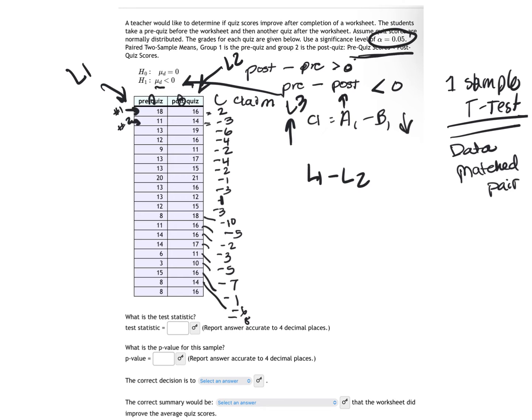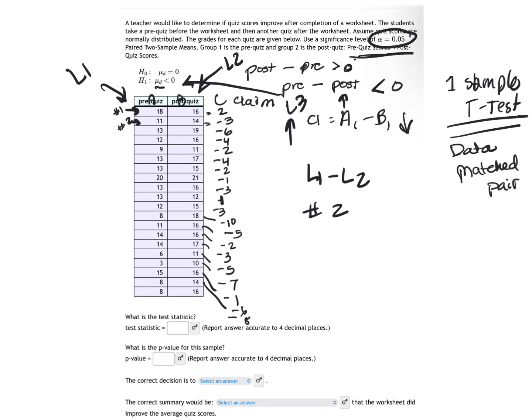Six, 11, 3, 10, 15 goes with 16, 8 goes with 14. And 8 goes with 16. All right, so now I go to the very top of L3, hit enter, and then I just type L1 minus L2, and this generates my whole list. And now I can go to stats, over to tests, a one sample t-test, number 2.